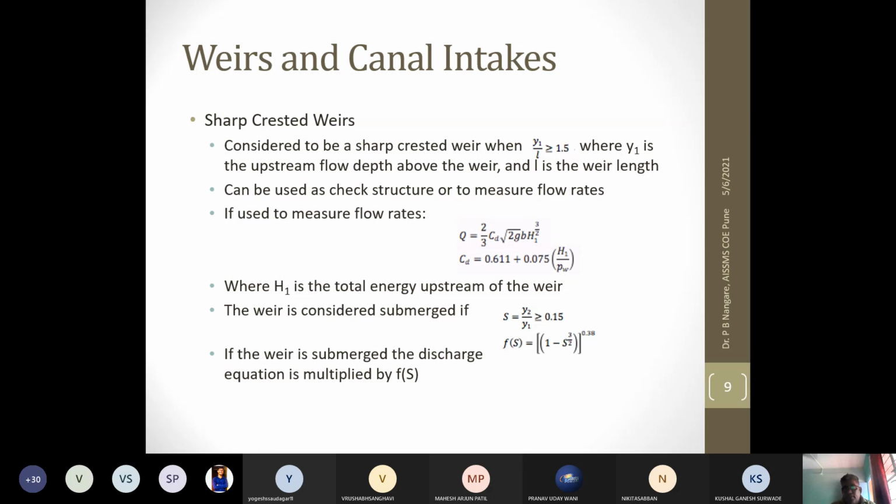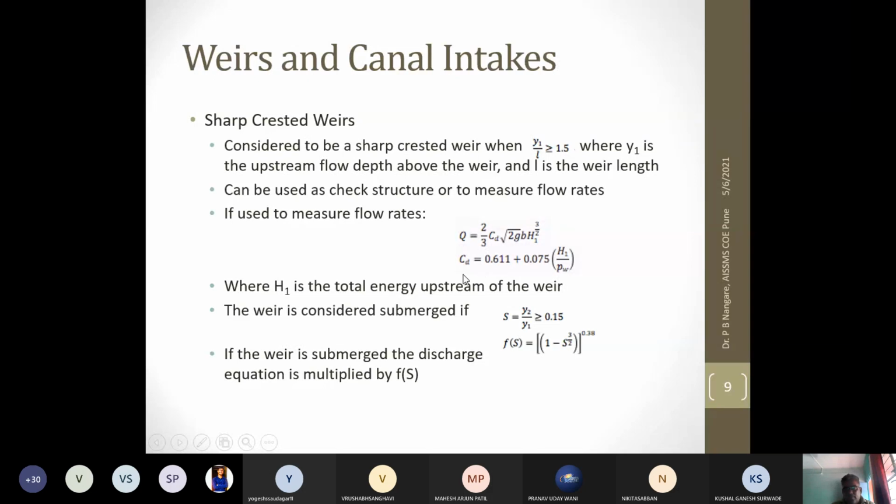Then the sharp crested weir. As you know the formulas for the rectangular weir, it is considered to be a sharp crested weir where Y1 by L is greater than 1.5. Y1 is the upstream flow depth above the weir, and L is the weir length. The weir can be used as a check structure or to measure the flow rate. This is the equation you have to utilize for measuring the discharge in the case of the sharp crested weir. As you know, Q is equal to 2/3 Cd root 2g, where instead of L, here we take B, into H1 raised to 3 by 2.